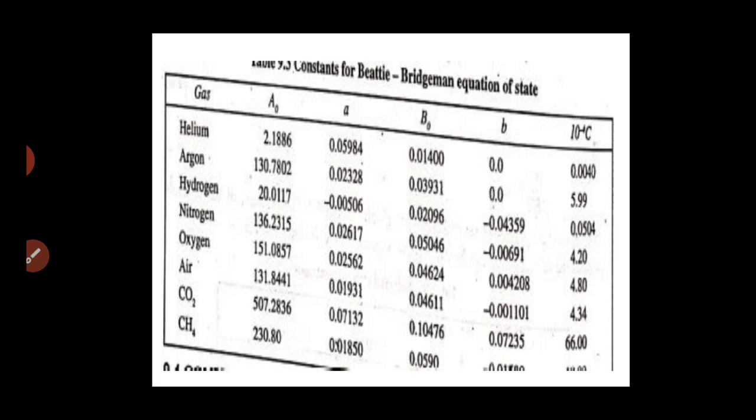So small a is 0.018, you can see. Small b is 0.015. Okay, and then c also is given here, and A naught is given as 230.80 and B naught is given as 0.0590. So in this last row, that is for methane CH4, these constants A naught, a, B naught, b and c, this relation you will use these values. Now first we will calculate A. A naught is known, small a is also known, and V bar we have calculated. So we will calculate A now.